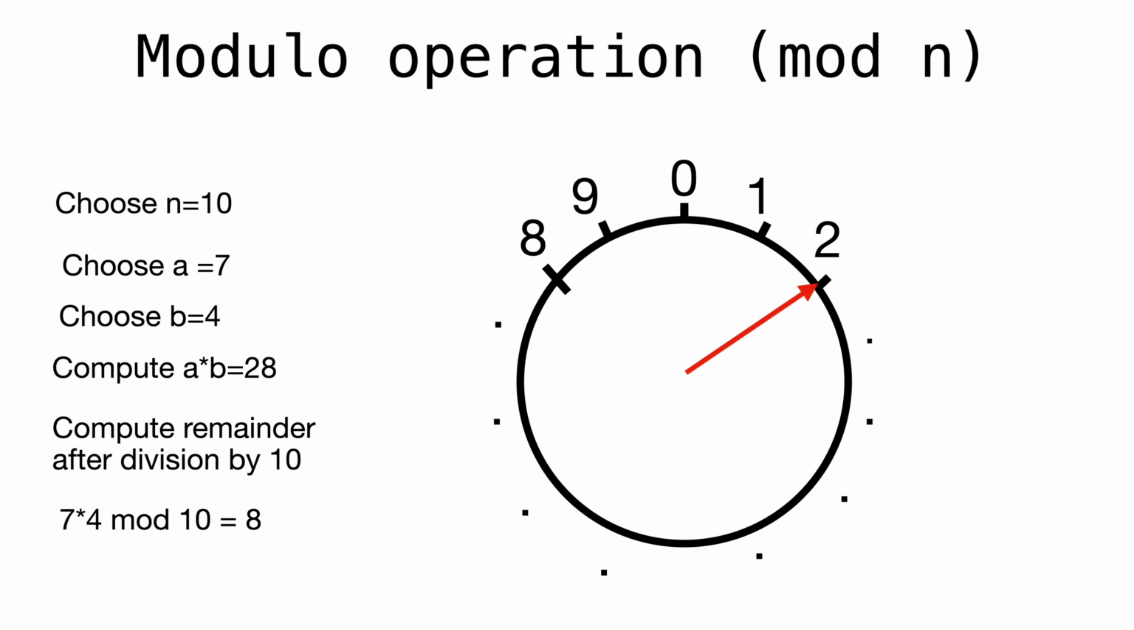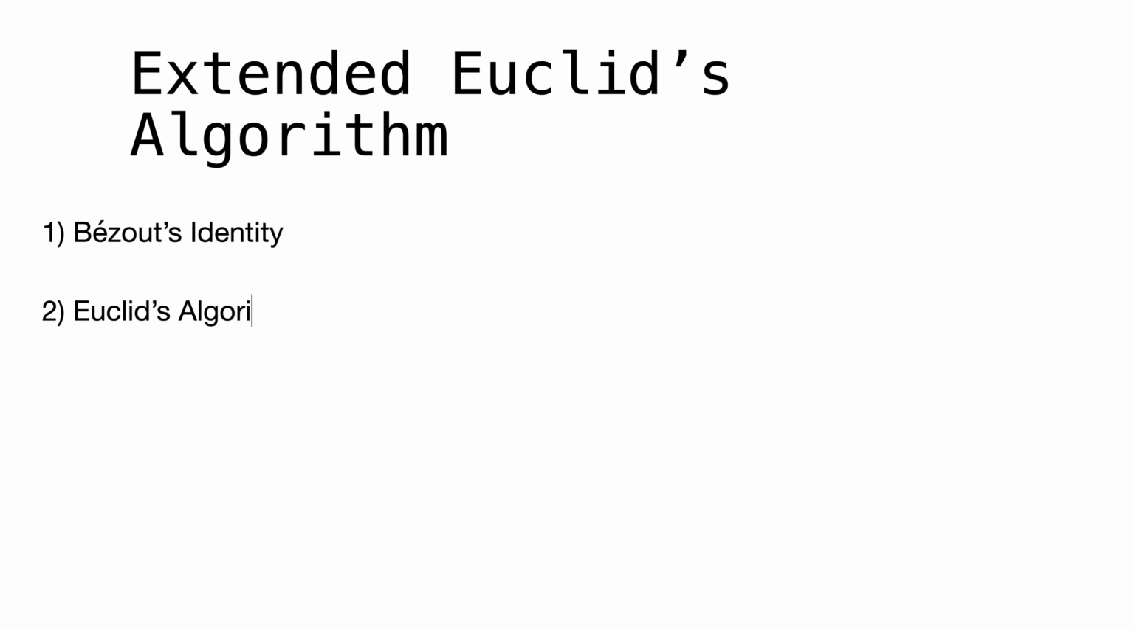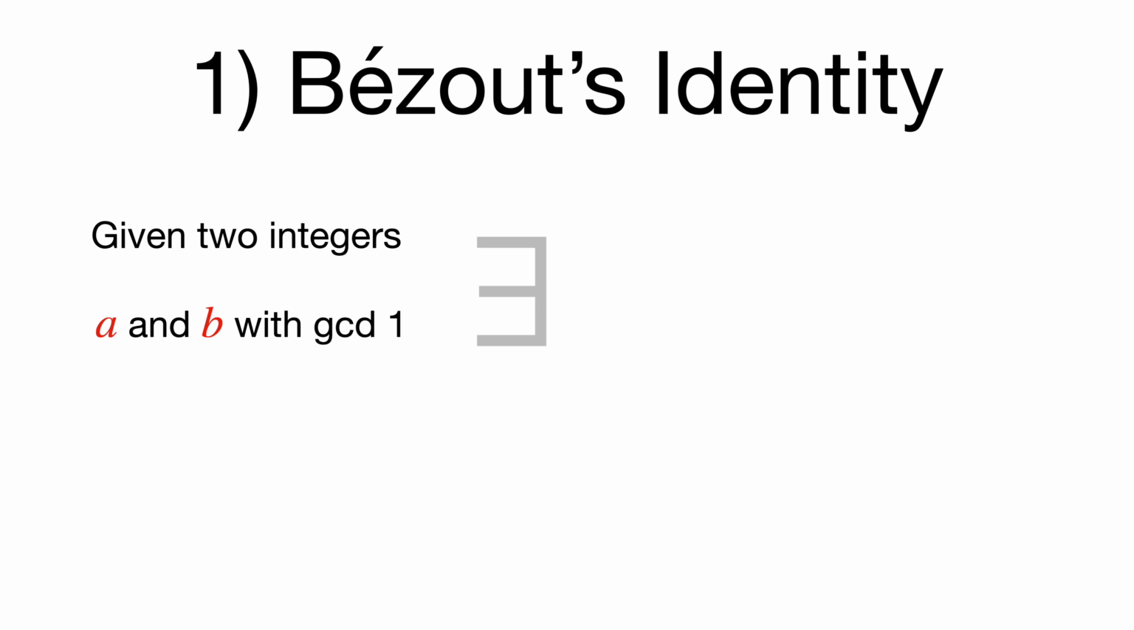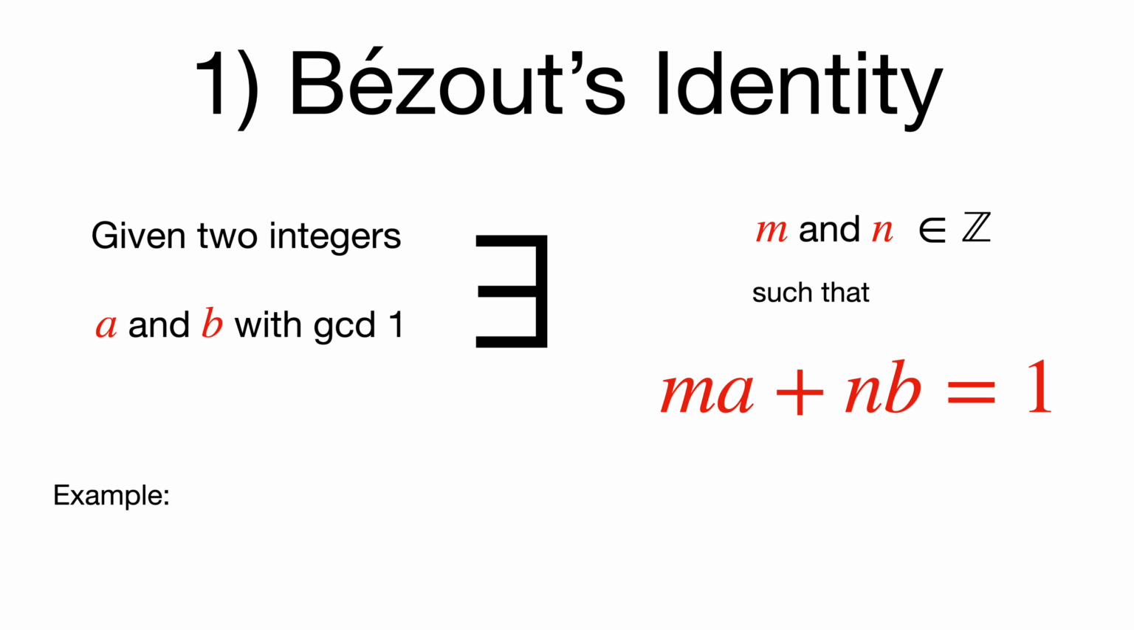Now we go to the second one, which is extended Euclid's algorithm. To understand the extended version, we first need to know the basic concepts, which are the Bezout identity, Euclid's algorithm, and finally we will learn the extended Euclid's algorithm. Let's get into the Bezout identity. Bezout identity says that if we are given two integers a and b whose GCD is 1, then there exist two integers m and n such that ma plus nb is equal to 1.